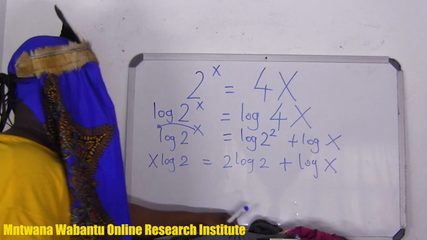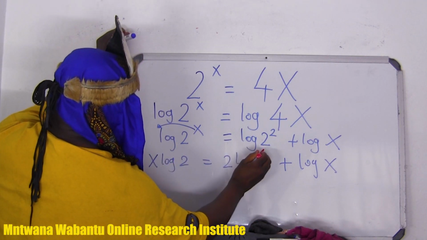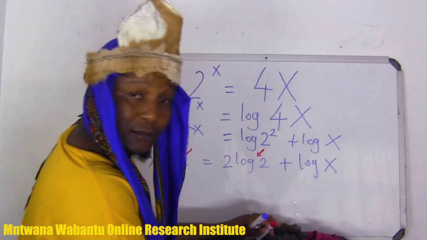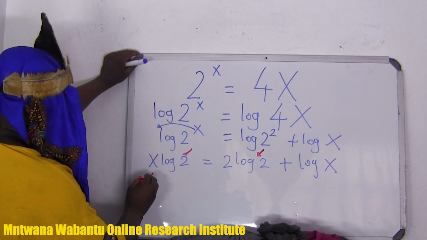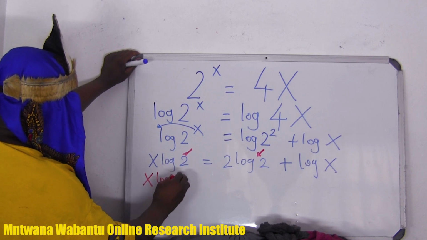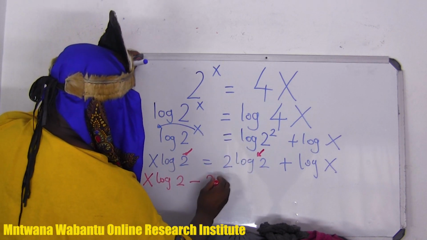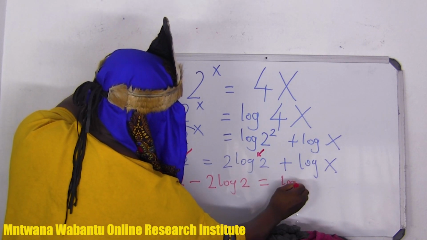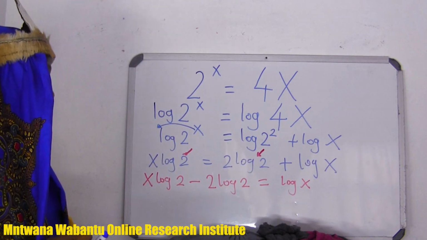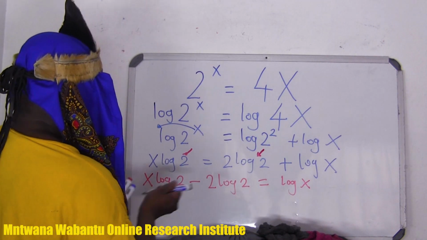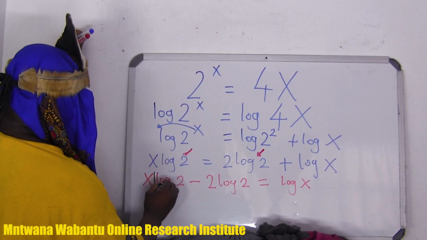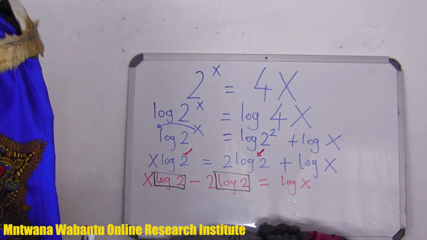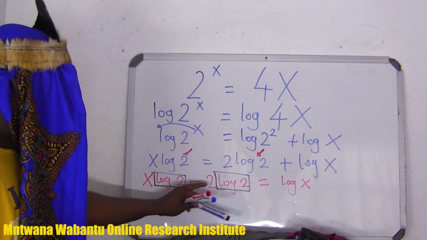Log 2, log 2. Let's put them on one side. See? This is log 2 and this is log 2. So we can take this to the left. So I can simply say x log 2 and then it comes back, it will become 2 log 2, and then on the right hand side equal to log x. So we see like terms here. What is the like term? The like term is log 2 and log 2. So we can factor this out. If you factor out, you're going to be left with x minus 2.